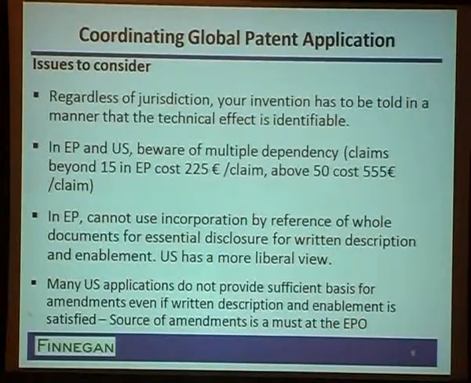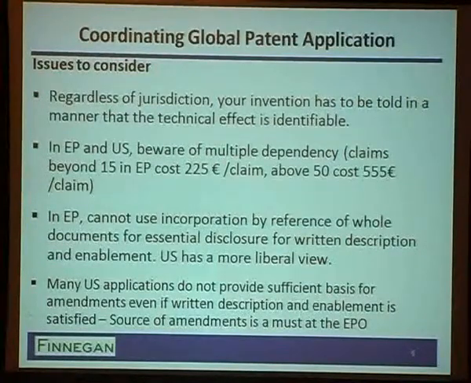If you were to take, let's say, a US application and then enter the national stage, one thing you must watch out for is multiple dependency. In the US, it's not allowed because the claim fees would be higher, so you need to remove that. But in Europe, it's allowed, so you could add multiple dependencies. But in Europe, what's important to consider is the claim costs.